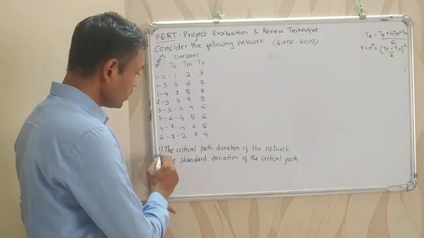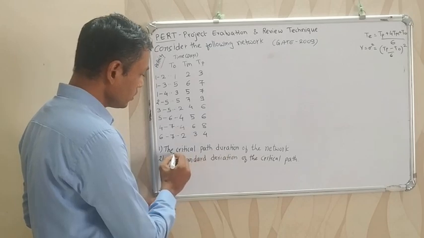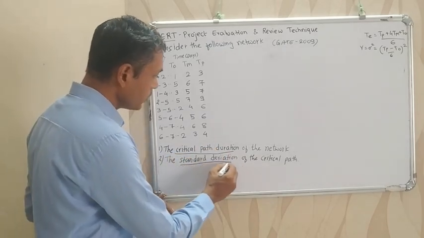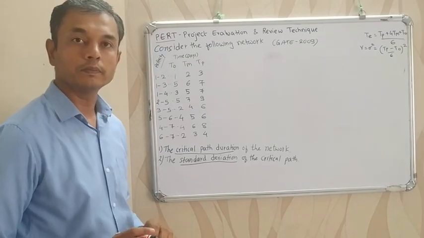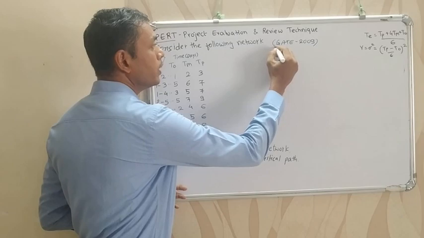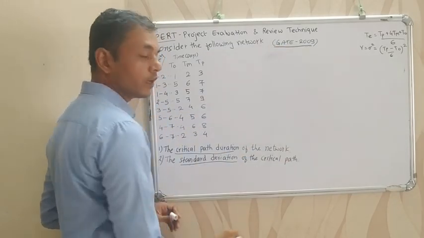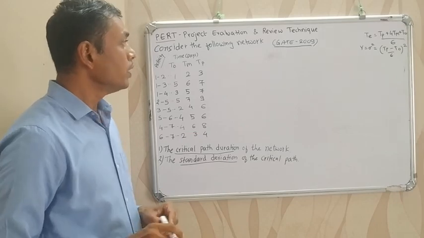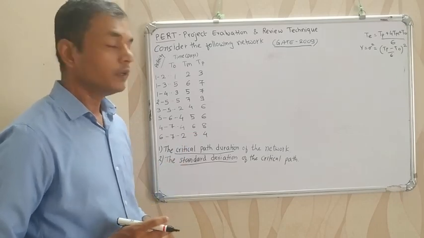And the question is to find the critical path duration of the network, and the standard deviation of the critical path. The question was asked in GATE 2009 for 4 marks. 2 questions were asked, so it is a 4 mark question in GATE. Let's quickly solve this example.